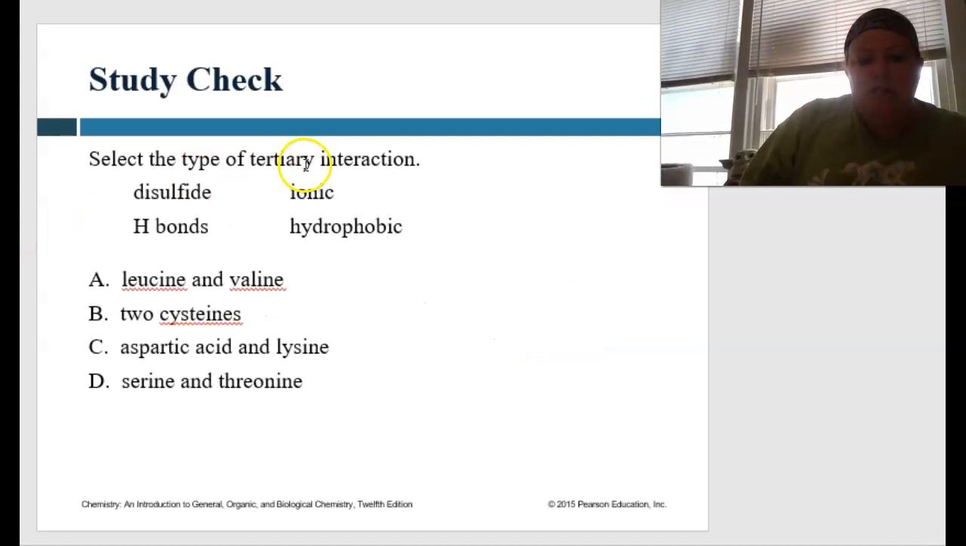So select the type of tertiary interactions between leucine and valine, 2 cysteines, aspartic acid and lysine, and serine and threonine. So again, look at your pictures so that you can see which ones are which. Pause me and come back.